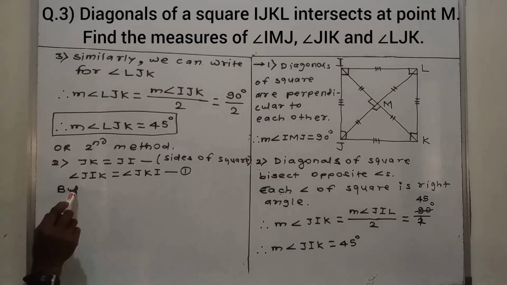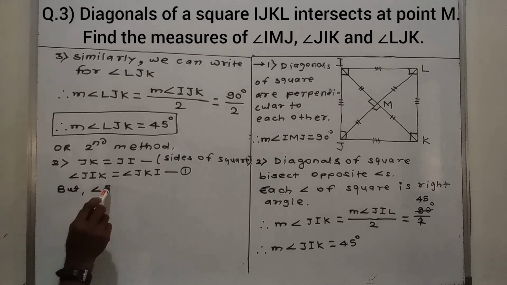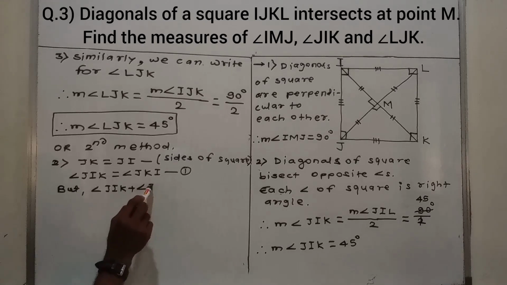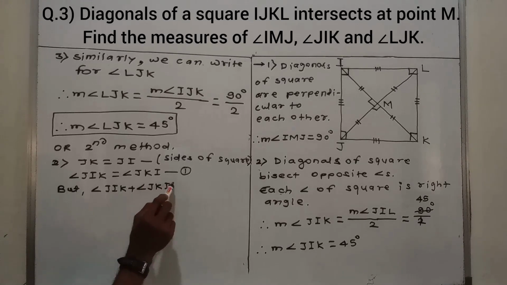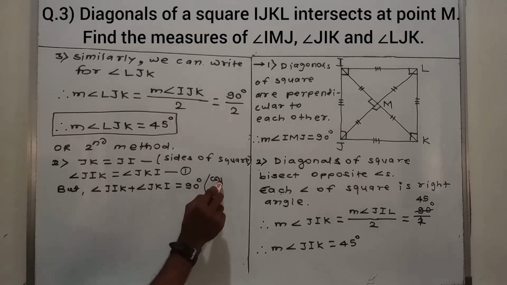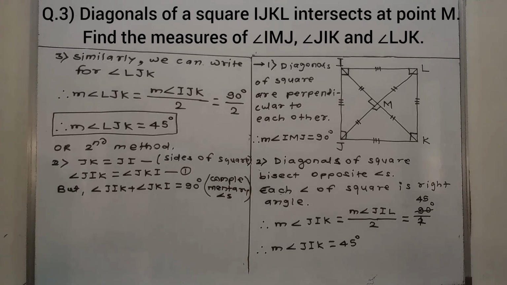But see here carefully, angle JIK plus angle JKI is equal to 90 degrees. Complementary angles sum is 90 degrees. Now this is our equation number 2.